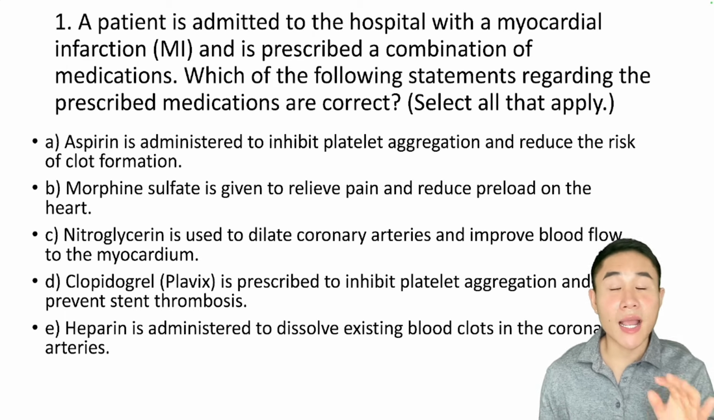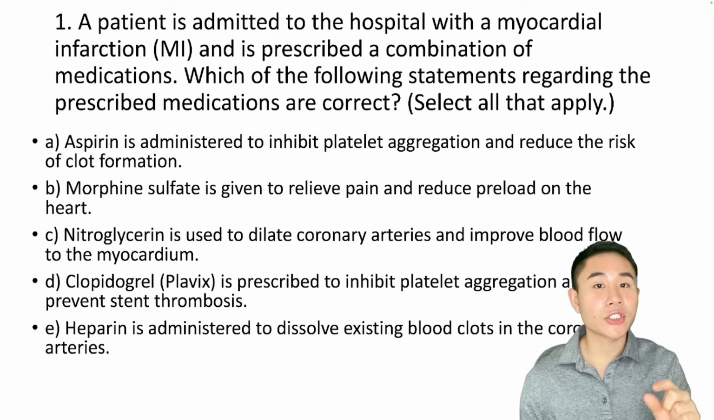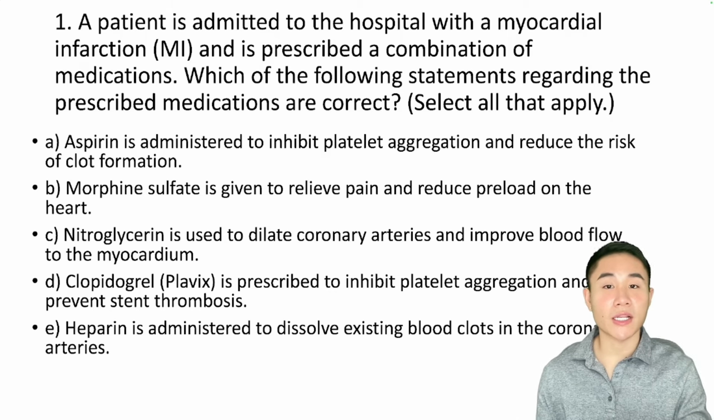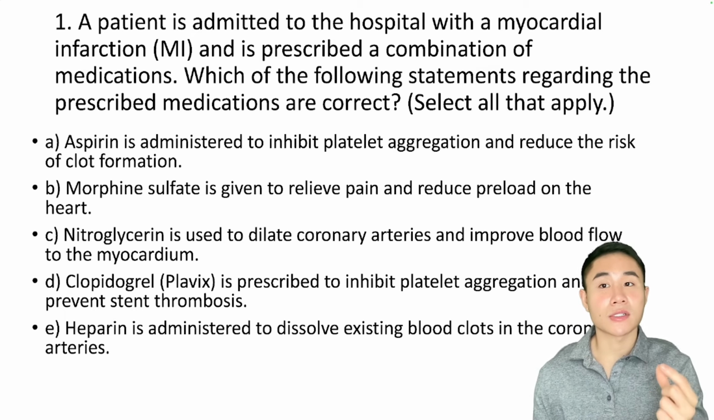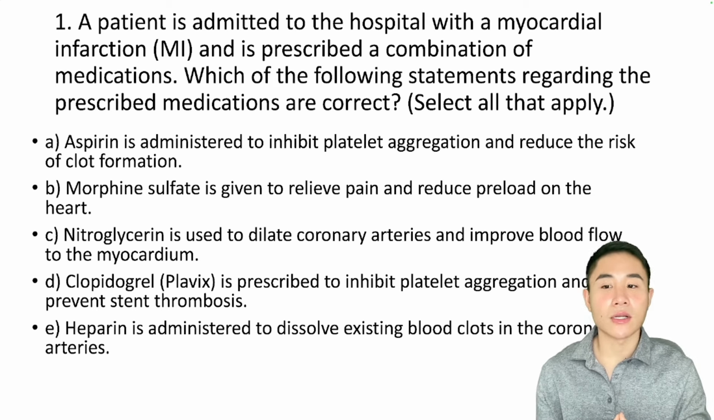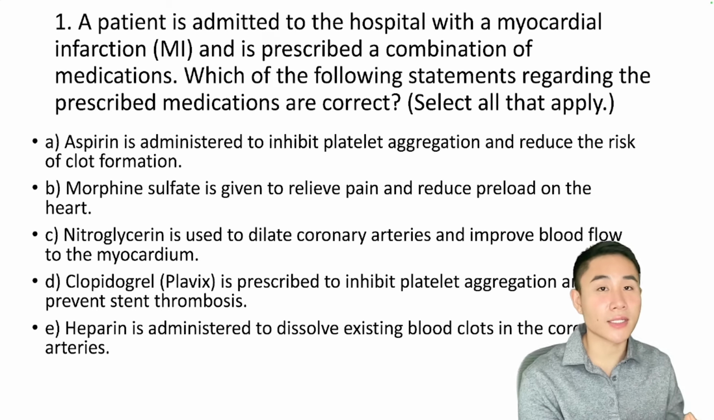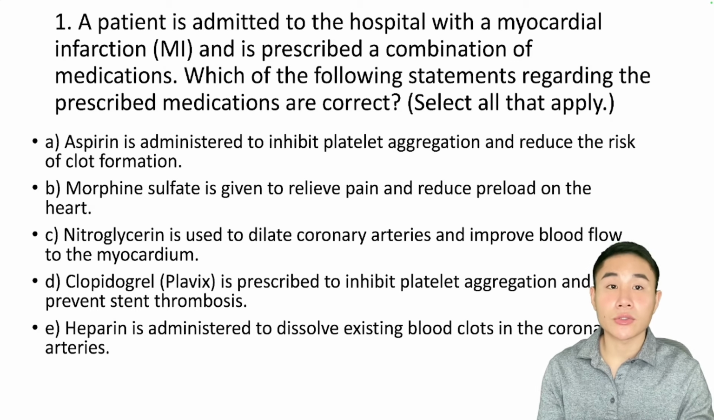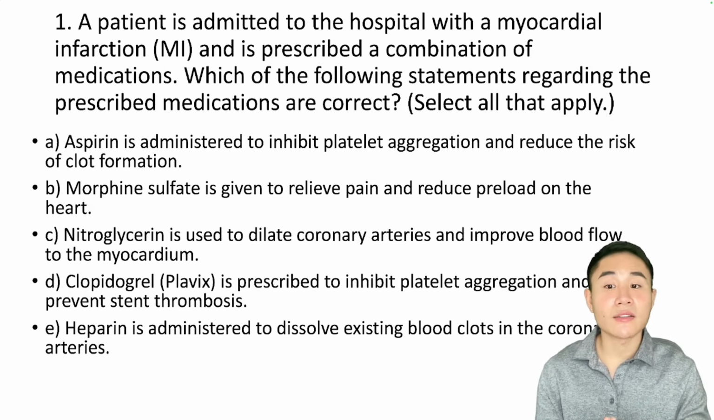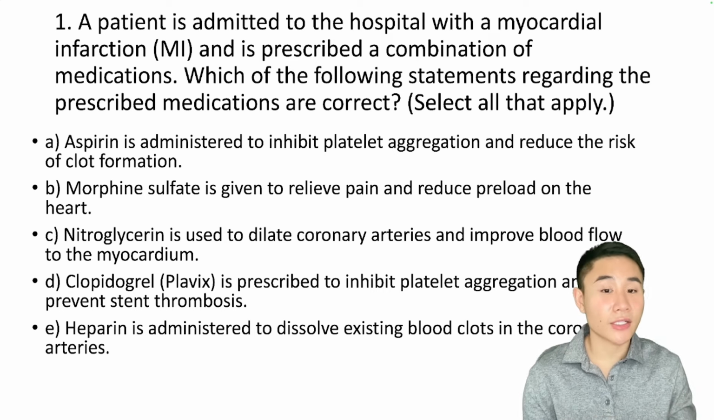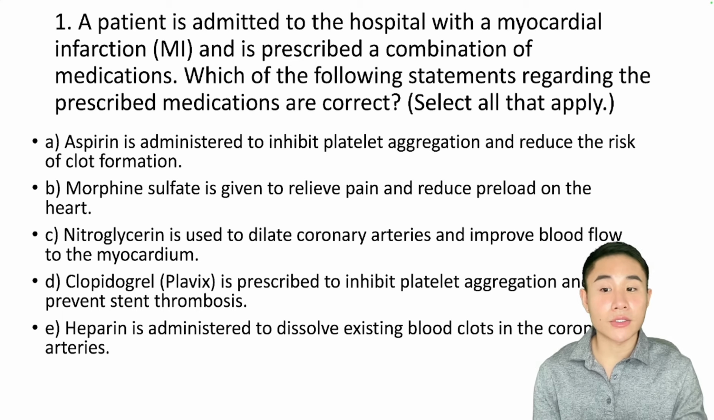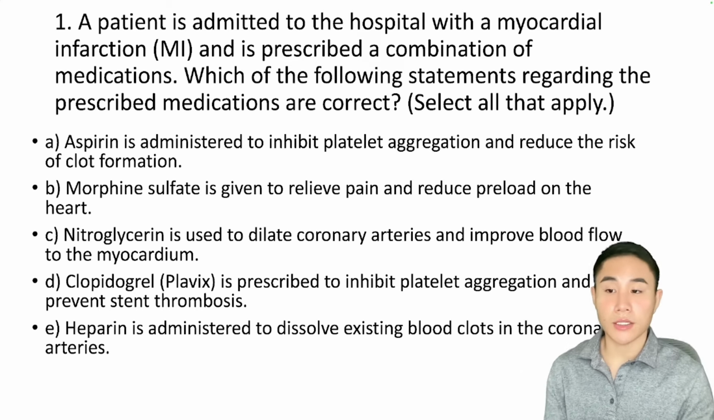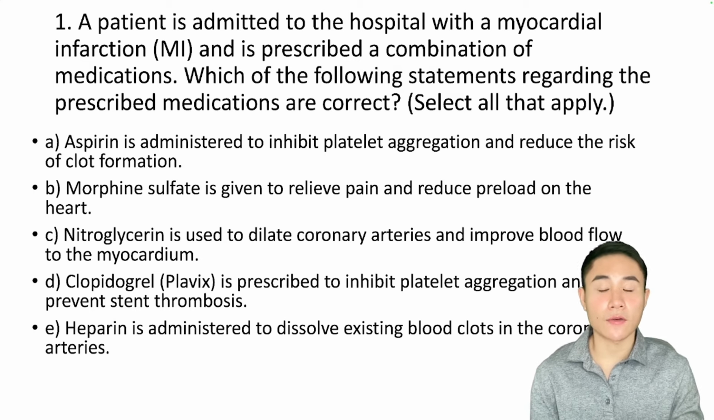But the actual question, when you read it, is which of the following statements regarding prescribed medications are correct. They're asking for a factual statement. The MI is just related. The MI is just extra information. It's not the question that they want to ask. So you have to treat each answer as true or false. And in this case, Plavix does inhibit platelet aggregation. It's an antiplatelet, and it's used for stent thrombosis. So D is also a correct answer. So we have A, B, C, D so far.